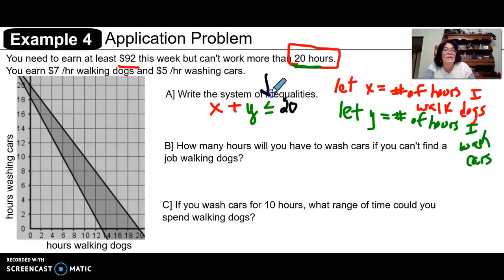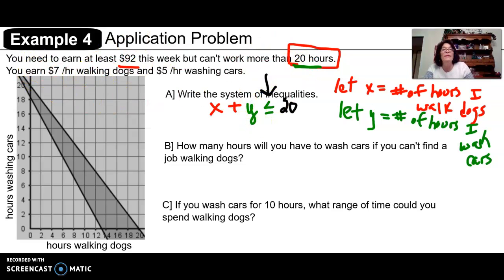Now be careful. That's where that symbol is going to be tough, I think, figuring that out. A lot of times when people see the words more than, they think, oh, that's greater than. That's true. But this is saying I can't work more than 20. So that means I can work either less than or equal to 20. But I can't work more than 20.